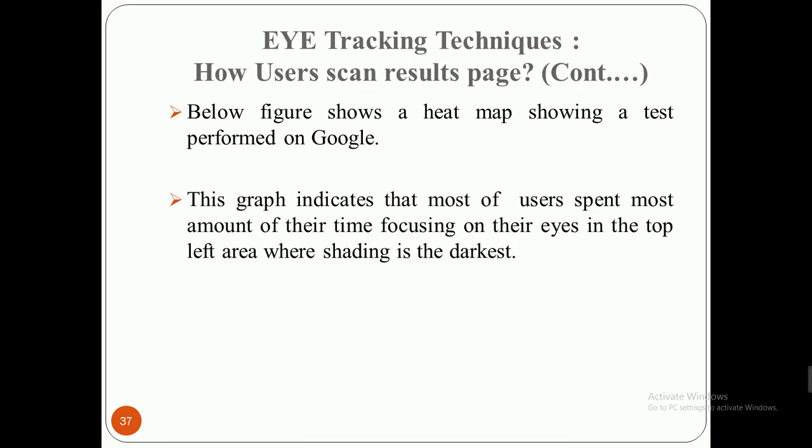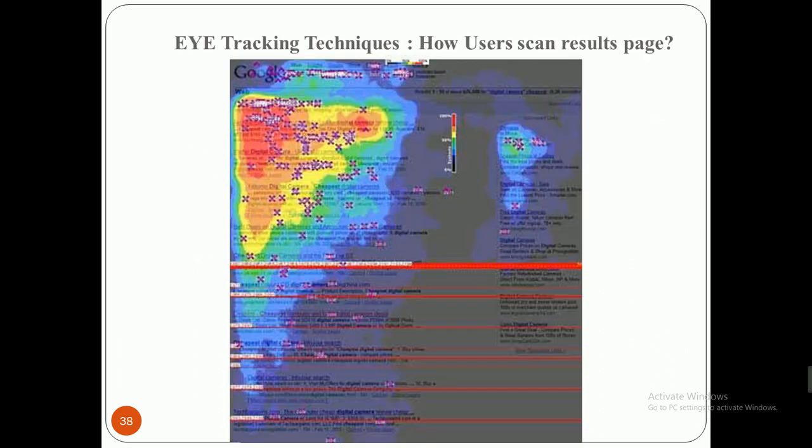This graph indicates that most users spent most of their time focusing their eyes on the top left area, where the shading is darkest. In this graph you can see the details. What they say is the focusing area is the top left area where the shading is darkest. See, this is the darkest area of the image. You can visualize it properly.